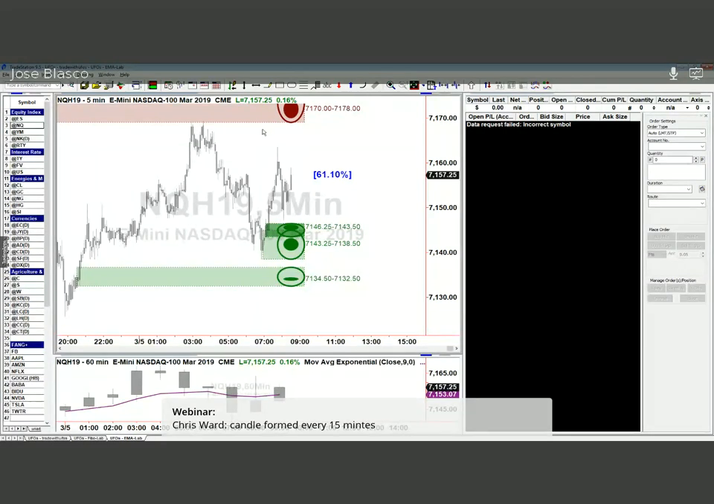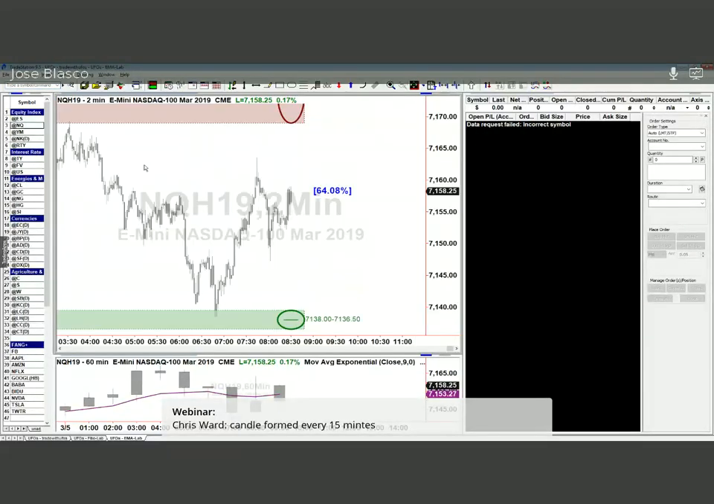And since the clock will tick 30 in 1 minute and 10 seconds, what I'm going to do is get prepared for that by switching to the 2-minute time frame and the 15.